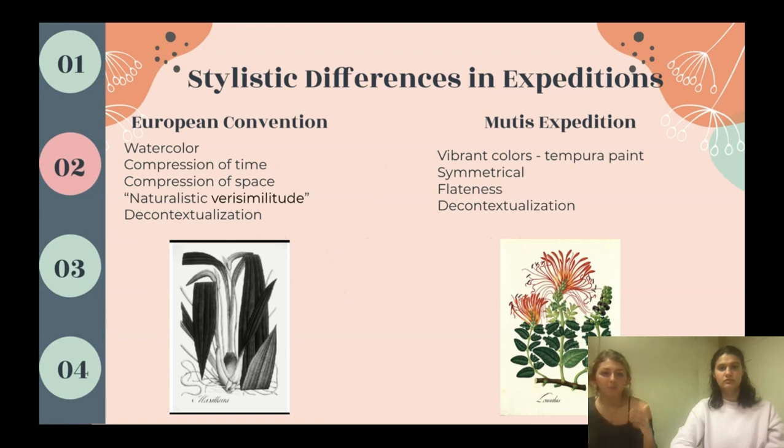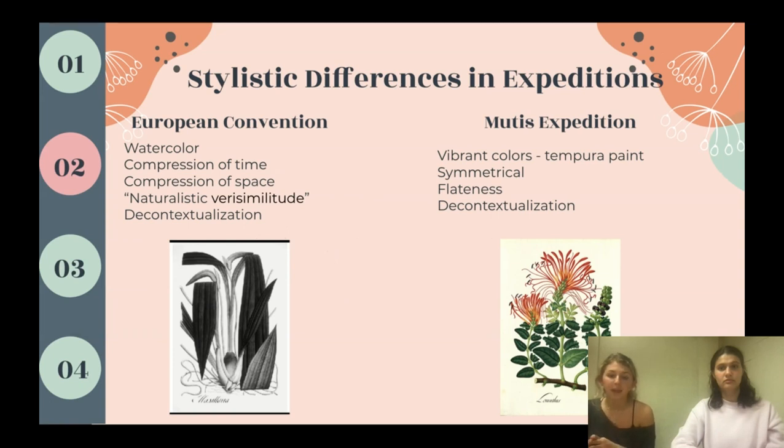And going off of that as well, many of the artists wanted to have this, quote, naturalistic verisimilitude, which basically meant as accurate as possible so that the botanist back in Spain or New Spain could best understand the foreign plants.